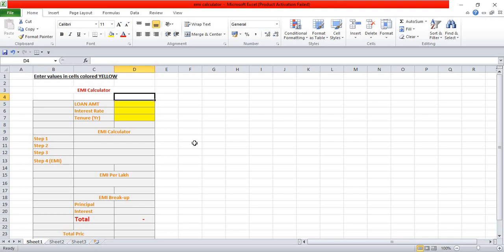Now everybody knows this. So let's take this example, say 30 lakh. This is my loan amount. Then the interest rate, let's take it as 9%, and tenure say 20 years.